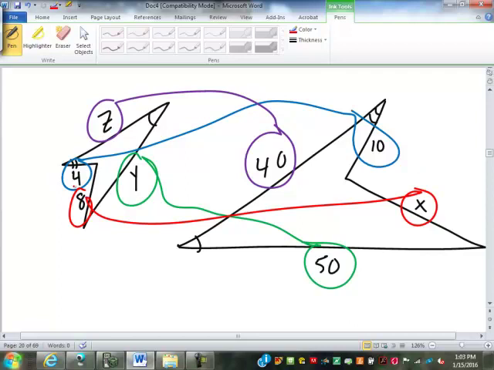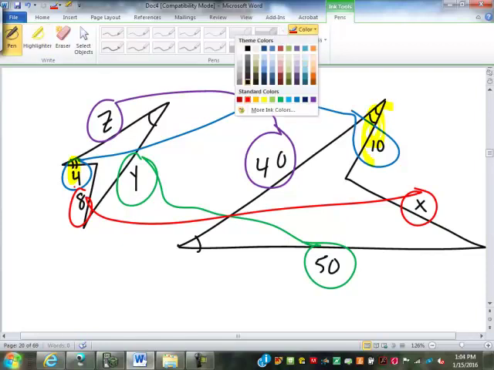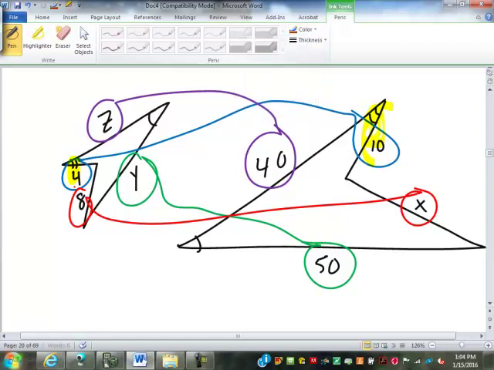How do we know that the 4 matches with the 10, by the way? It's next to that angle. We use the angles to tell us. So which pair do we have that we know the length in both figures? 4 to 10. So now it's easy. Everything's already paired up.